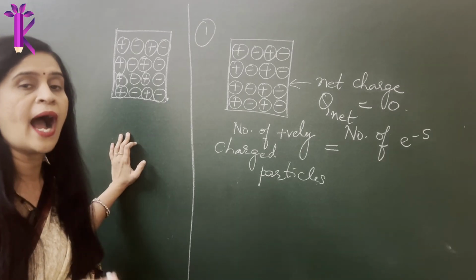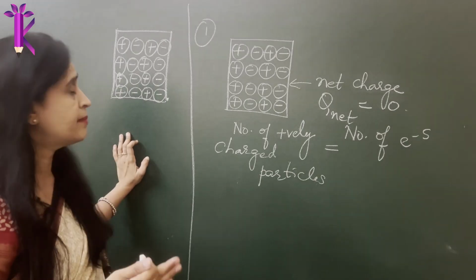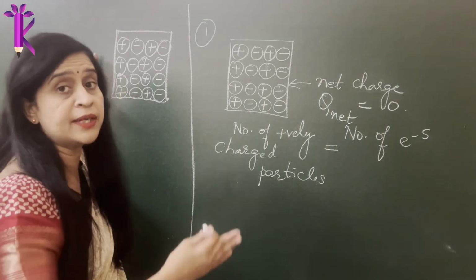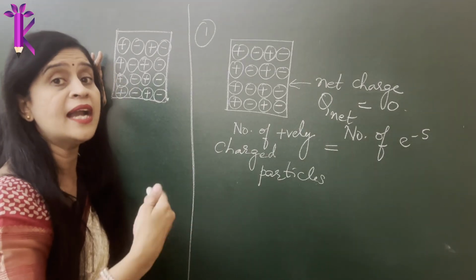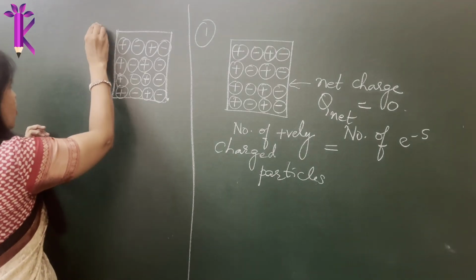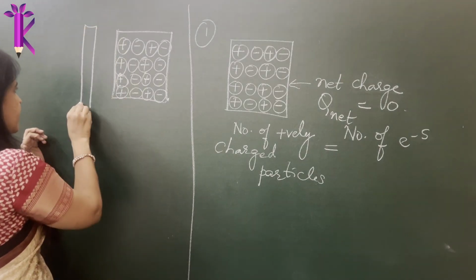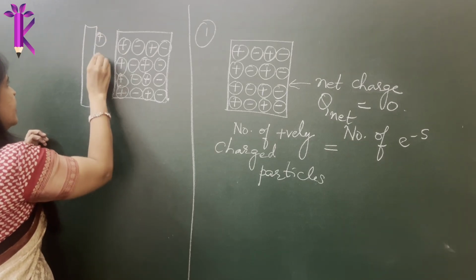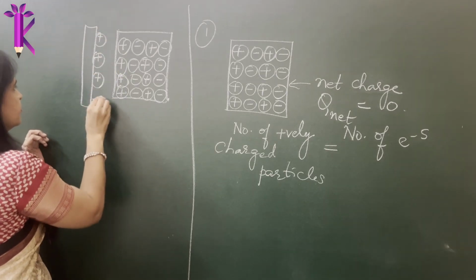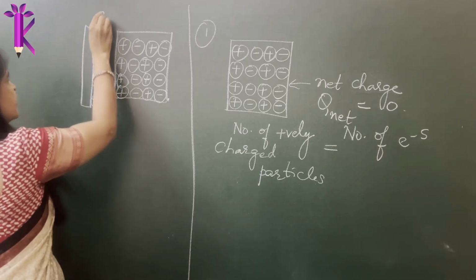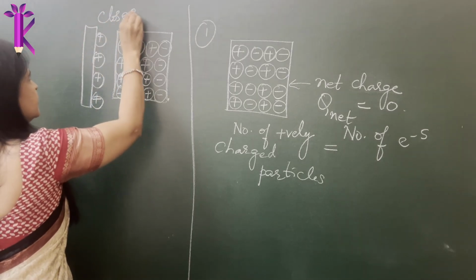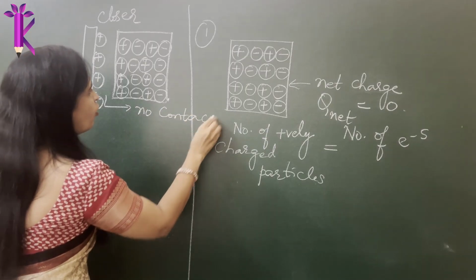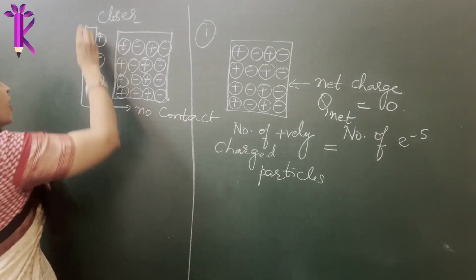Now what do I want to do? I want to bring a charged metal rod, or a charged conductor for that matter, close to it, but not touch the metal with the rod, and try to charge this metal. So what am I going to do? I'll bring a metal rod. Imagine this is a metal rod which is positively charged. Now I bring it closer. Here you see there is no contact. There is absolutely no contact between the two conductors. So this is your case 2.